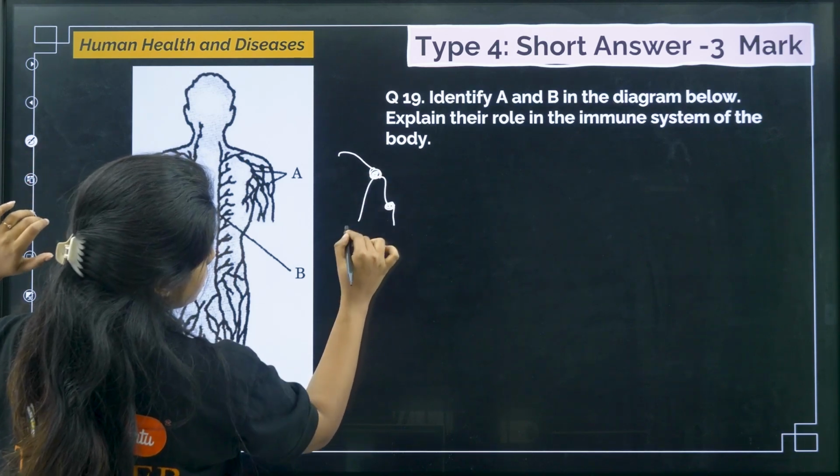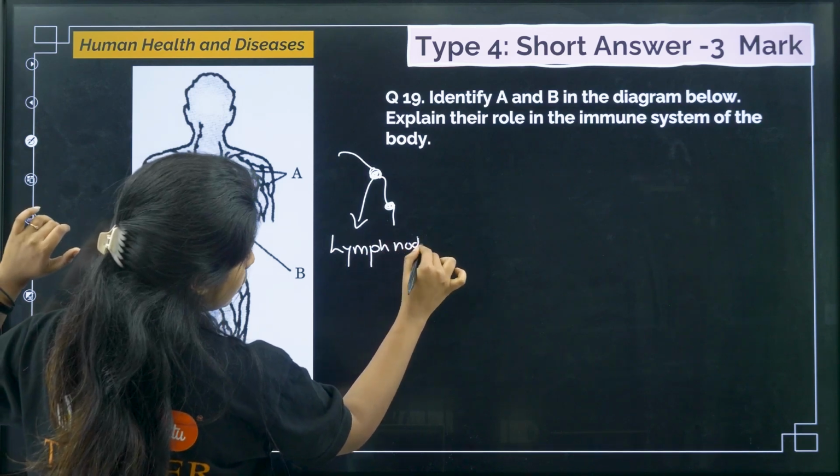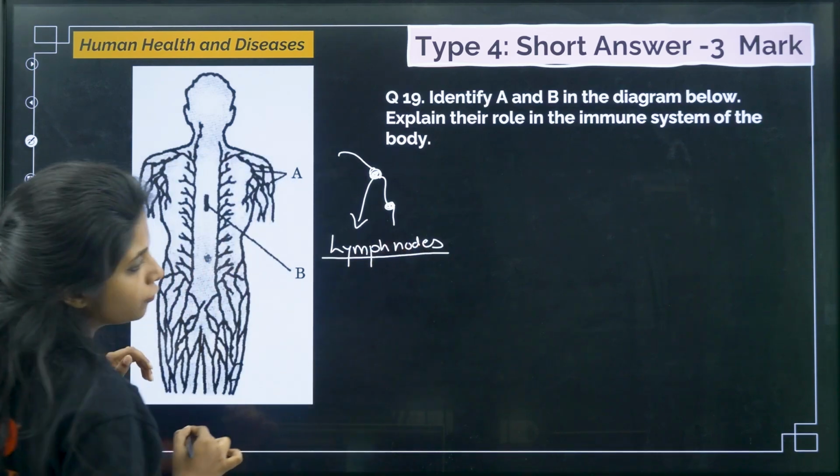So what do you think this is? This is, my dear children, lymph nodes. What do you call it? You call them lymph nodes.